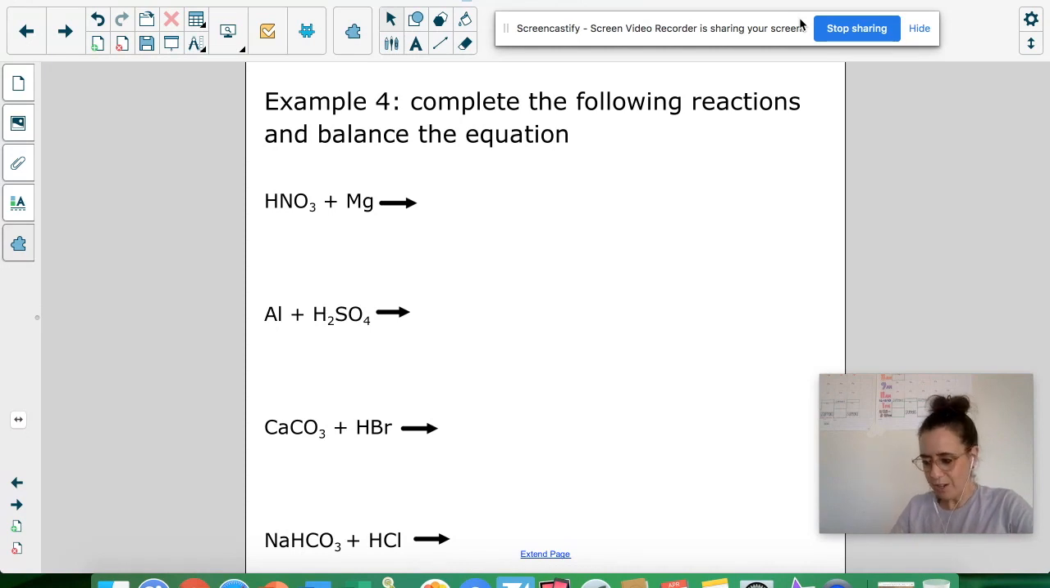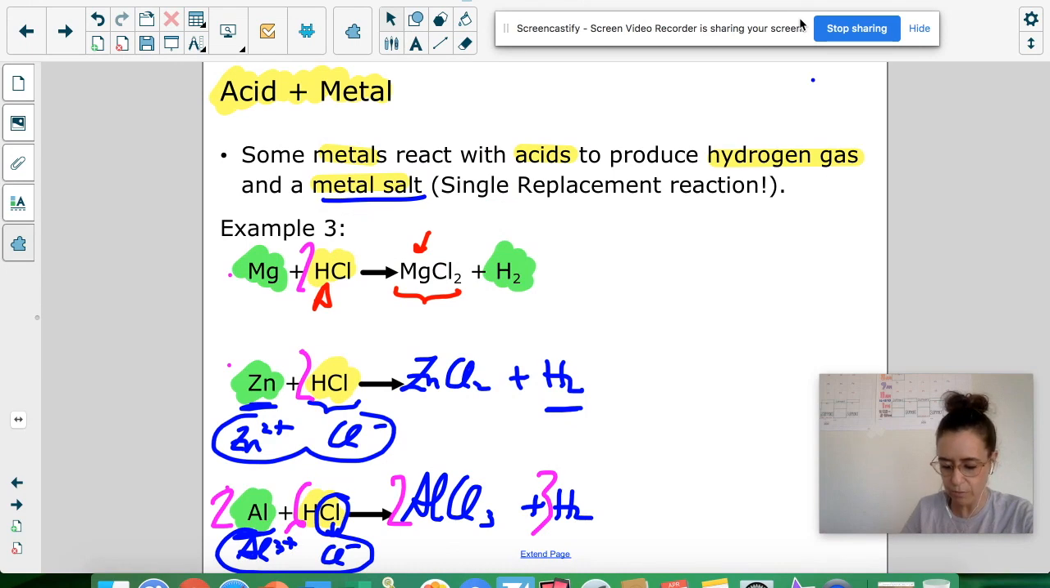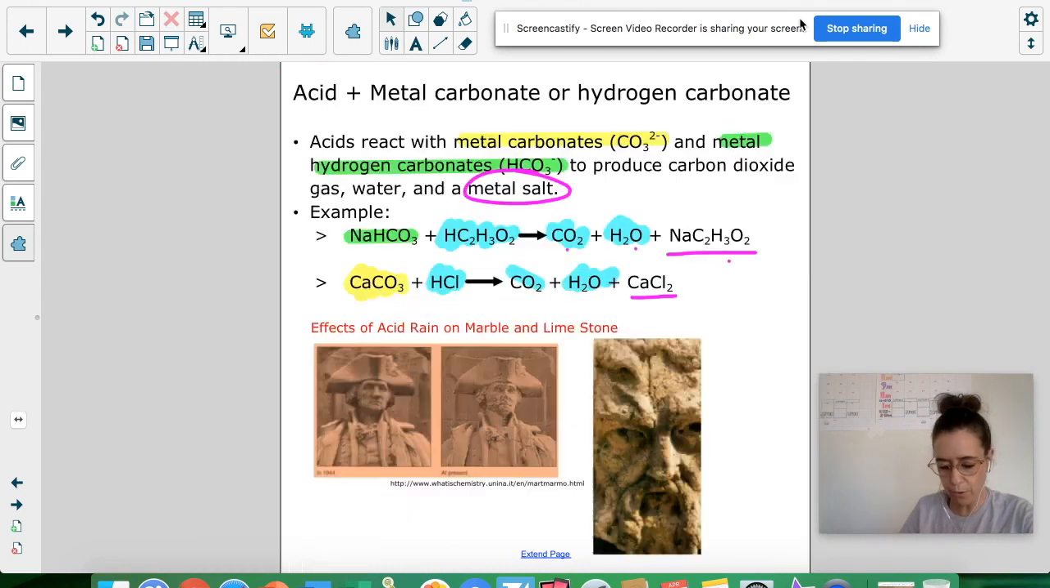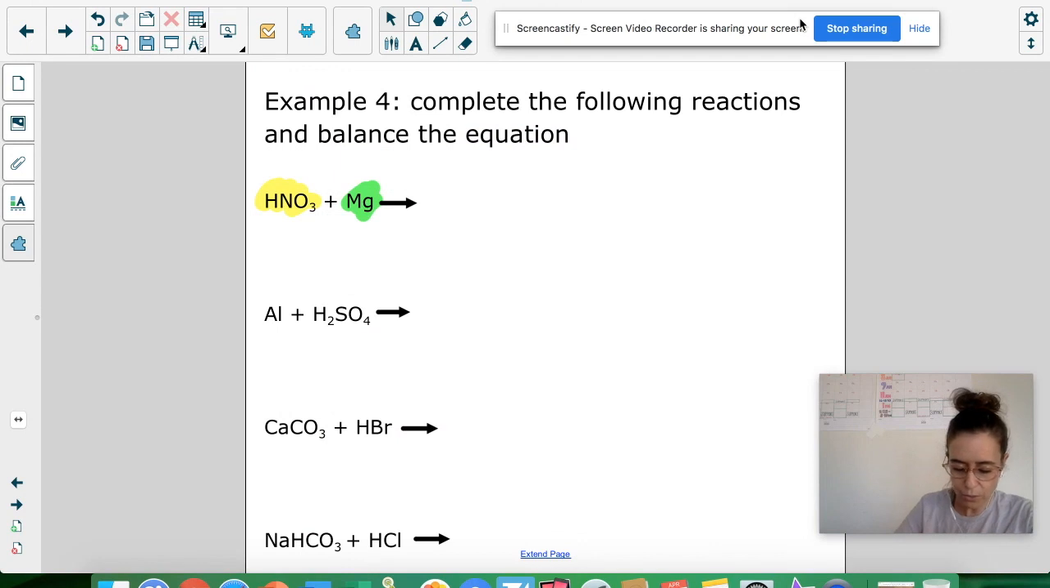So we need to understand which one is which, okay? All right, so the first one has an acid, HNO3, this is nitric acid, and a metal. So we're gonna be in our first case here, acid plus metal. So when we have an acid plus a metal, remember, acid plus metal is always going to form hydrogen and a metal salt. So the metal salt is always going to be, remember, the metal plus whatever is remaining from the acid when it loses the proton.